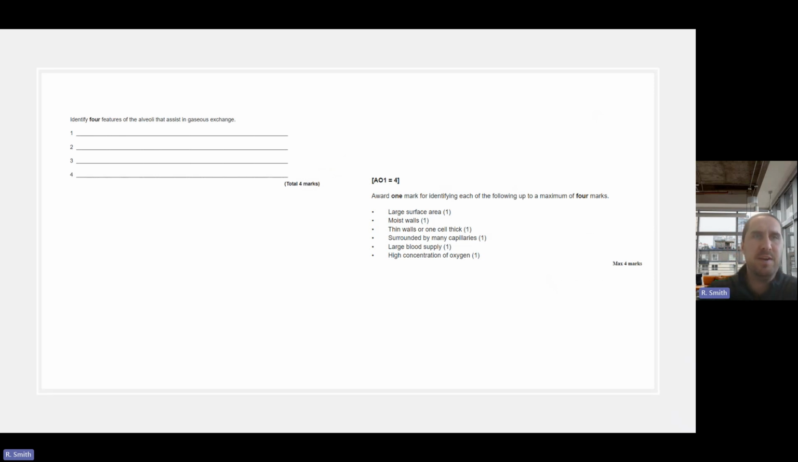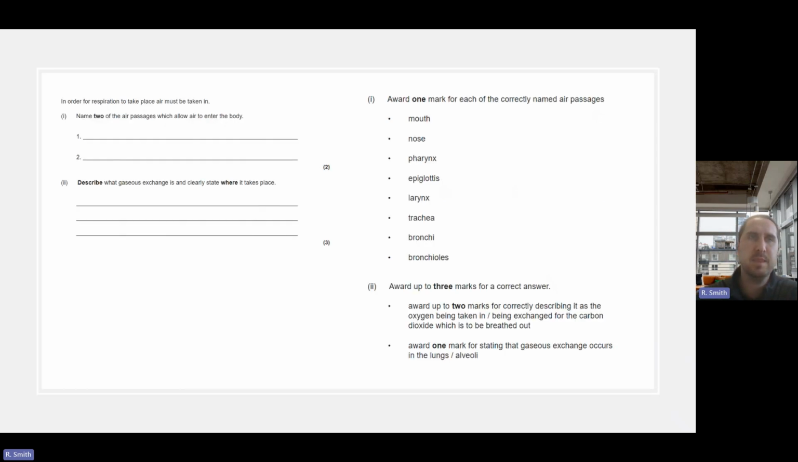So here you can see, identify 4 features of the alveoli. Gaseous exchange is our topic area, so we need 4 features. And again, we've just been through most of them. These are the most common ones: large surface area, moist walls, thin walls that are 1 cell thick, and we've got a great blood supply, or the surrounding of capillaries around the alveoli.